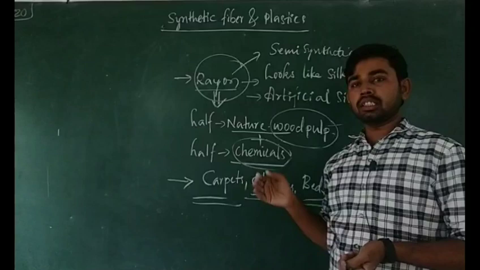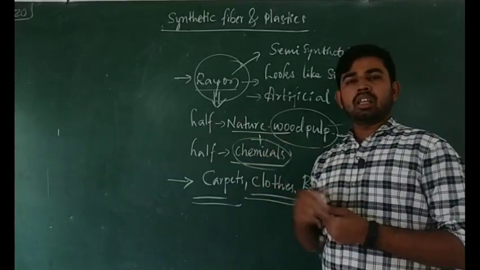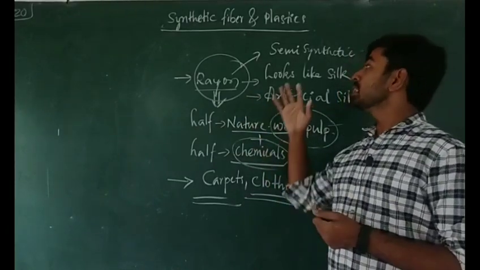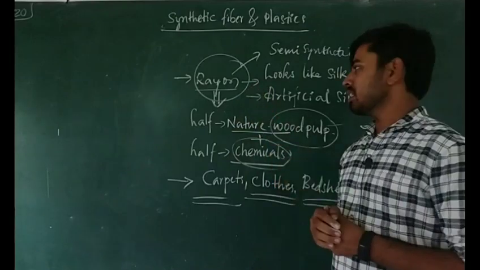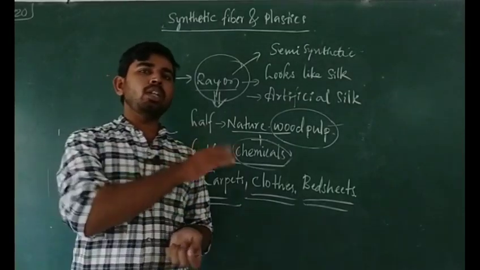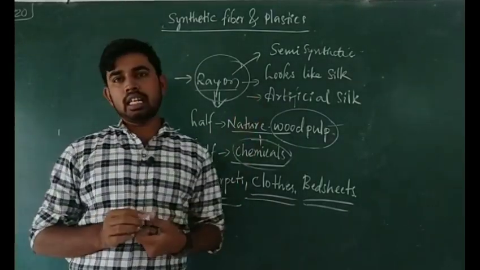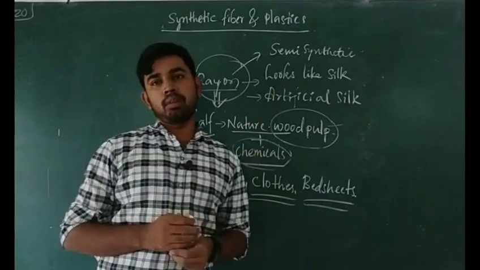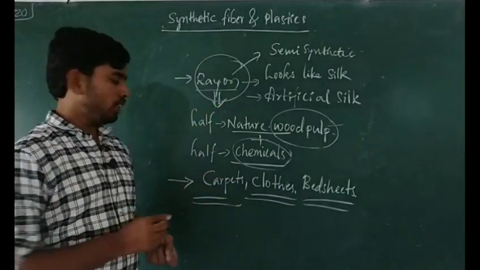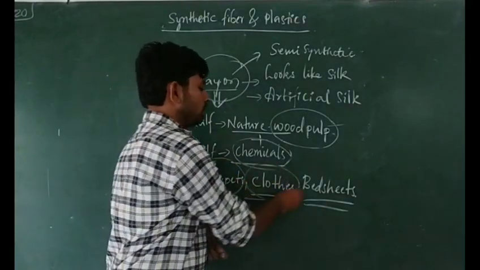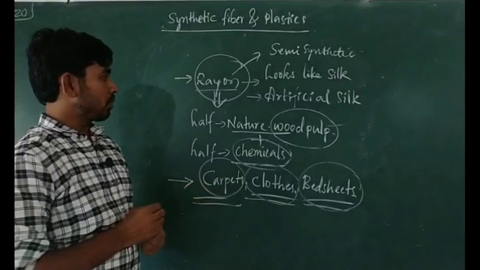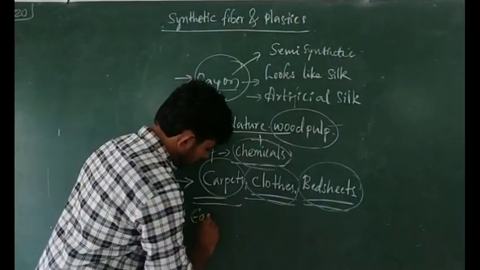Why is it semi synthetic? In the sense that some of the raw material is taken from nature and some is made using different types of chemicals. Hence it is called semi synthetic. Similarly, rayon is called artificial silk. Why is it called artificial silk? Because it resembles almost all the properties of silk. How is it prepared? With wood pulp and other chemicals. We can see the usage of rayon in carpets, cloths and bed sheets. Okay, and remember the special characteristic: it is easy to maintain.